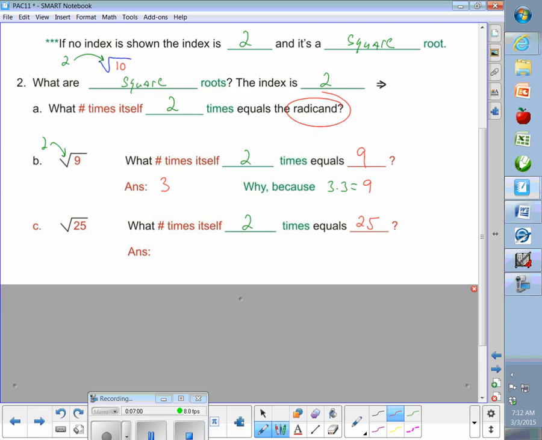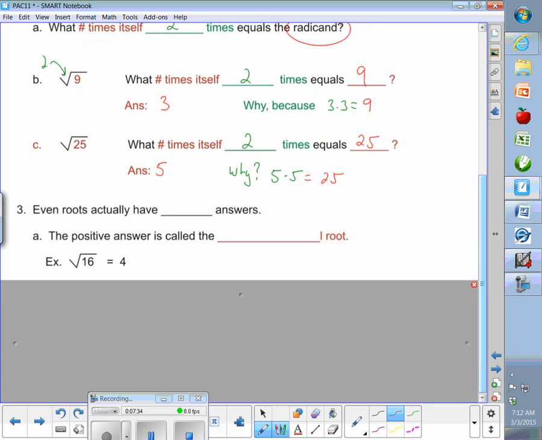So we got a radicand of 25. And therefore, the answer is going to be, what number times itself is 25? Well, the answer is 5, right? And again, why would that be? Because we know that 5 times 5 equals the radicand of 25. But the answer itself is 5. Square roots: what number times itself 2 times equals the radicand.